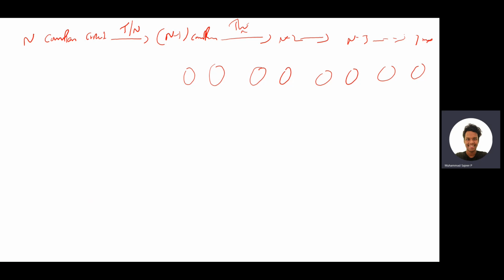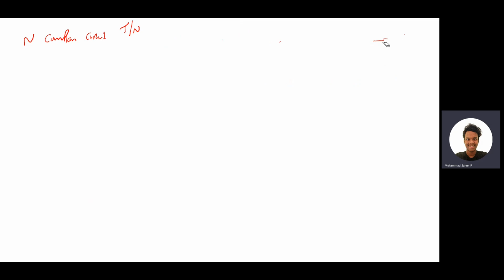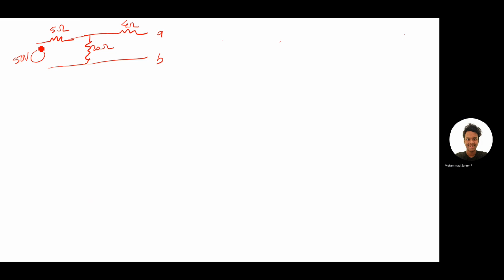So let's try an example. Let's solve a simple problem that will give you an insight into what Thevenin and Norton actually mean. Okay. For example, let's take a simple circuit. This is a simple circuit we have. We will call the terminals A, B, and we have a 50 volt voltage source.